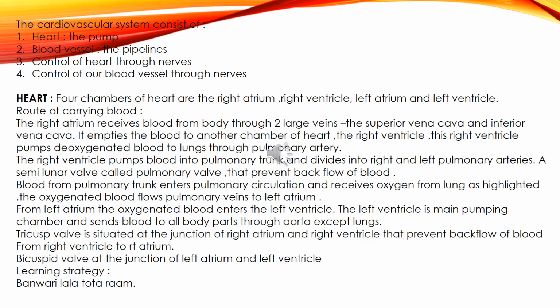The oxygenated blood flows through the pulmonary veins to the left atrium. From the left atrium, the oxygenated blood enters the left ventricle, and the left ventricle is the main pumping chamber and sends blood to all body parts through the aorta except the lungs. The tricuspid valve is situated at the junction of the right atrium and right ventricle and prevents backflow of blood from the right ventricle to the right atrium. The bicuspid valve is at the junction of the left atrium and left ventricle.